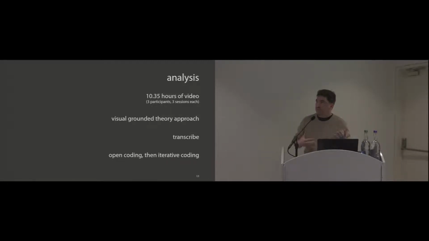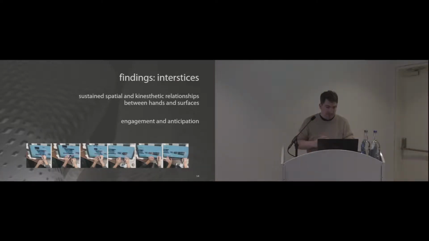I'm not going to go too much into the approach. There's more detail in the paper, but the idea is that we're looking at the video, going through and transcribing, and performing a selective interpretation of what's going on. We transcribed the actions they were performing, as well as the movements and positions of the hands. And then we began to code those hand positions and iterate on them to come up finally with a set of codes.